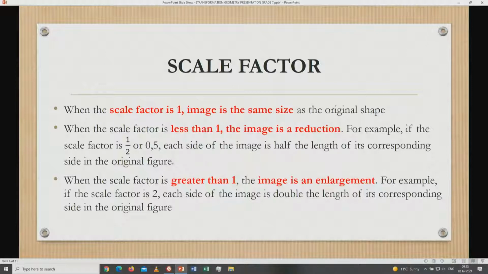Right. Bullet number 3, when the scale factor is greater than 1. Here we talk about 1.1, 1.2, 1.3, 1.4, up to 2, up to 3, up to 4. It means that the image is an enlargement. For example, if the scale factor is 2, each side of the image is double the length of its corresponding side in the original figure. So in this case, the image will be bigger than the original shape because the scale factor is greater than 1. Anything from 1.1 and above means that the image will be bigger than the original shape.